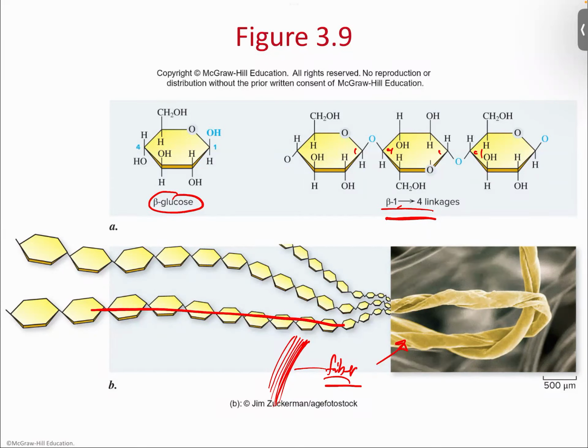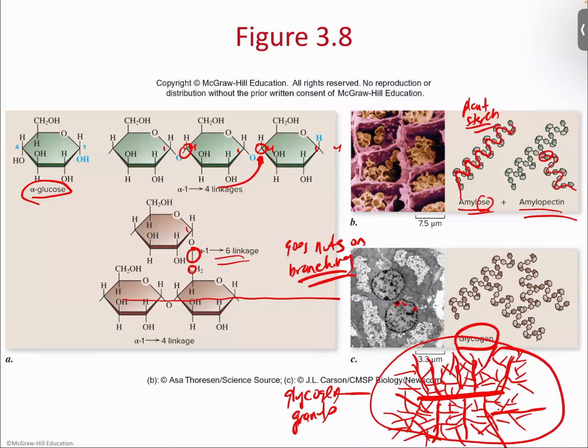But here's the thing though, remember we said that you can't digest the structural cellulose. You can't digest this. So the question is why? And the answer is very simple. We simply don't have the enzymes. So let's take a look at the enzyme that we do have. We do have the enzyme to digest regular starch and glycogen. So let's take a look at what that enzyme looks like.